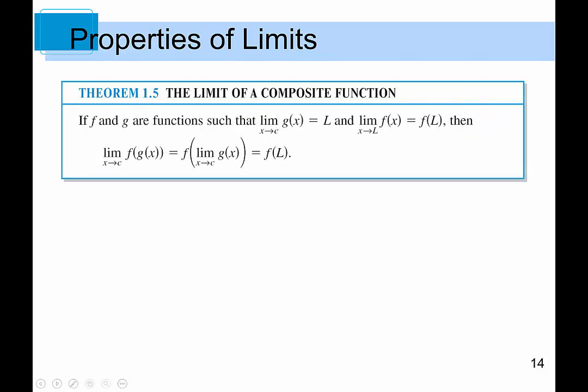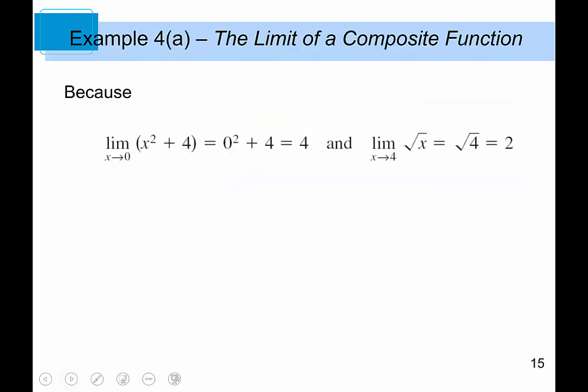Limit of composite functions. If f and g are functions such that the limit of g of x as x approaches c is L, and the limit of f of x as x approaches L is f of L, then the limit of f of g of x becomes f of the limit of g of x as x approaches c. And since this part becomes L, then we have f of L.